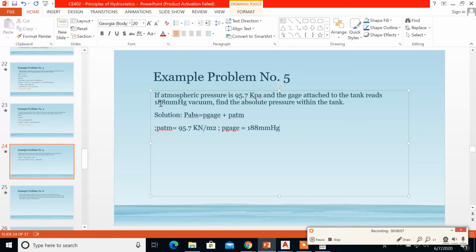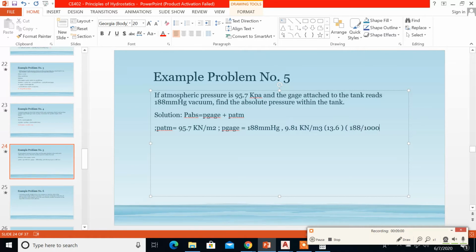Since given naman yung kanyang height, yung height is 188 mm. Yung HG natin, mercury yan, ang specific gravity ng mercury is 13.6. To convert, 9.81 kilonewton per cubic meter times natin sa height para maging pressure. Di ba, pag meters times mo sa meter cube, magiging kilonewton per square meter, which is equivalent to kilopascal. So, 9.81 times specific gravity ng mercury, 13.6, times height. Height is 188 mm.